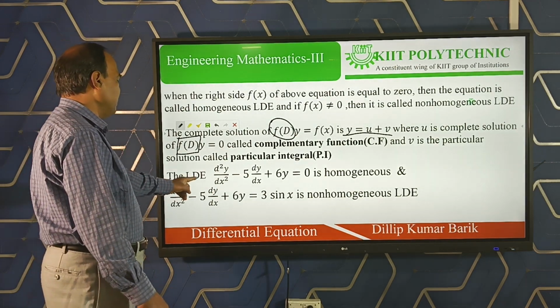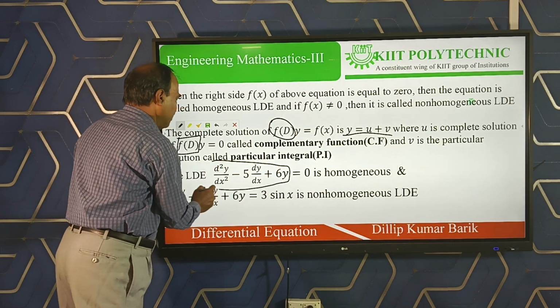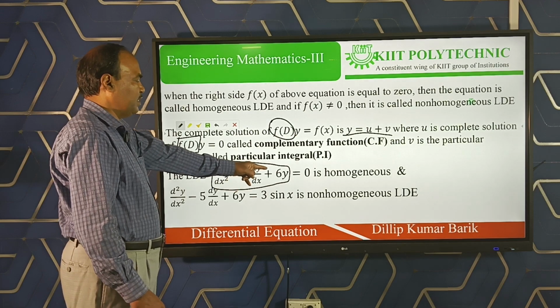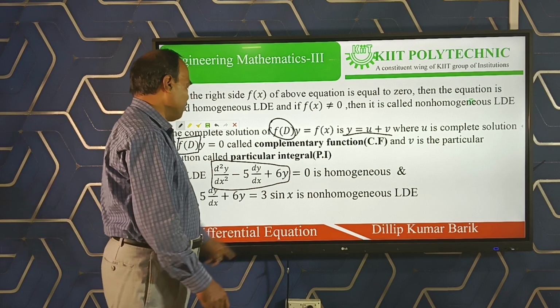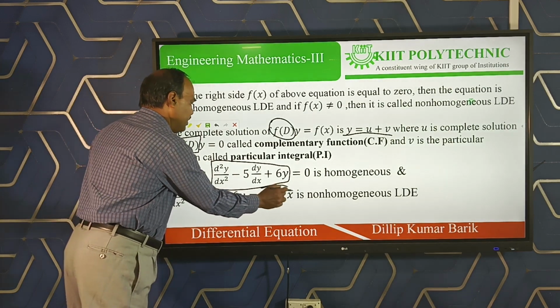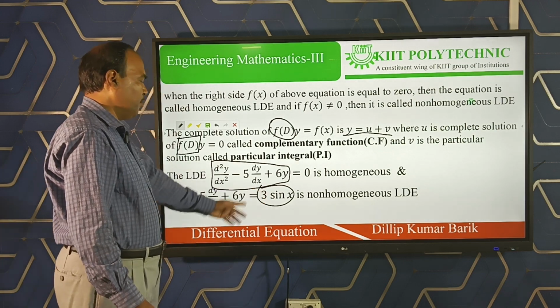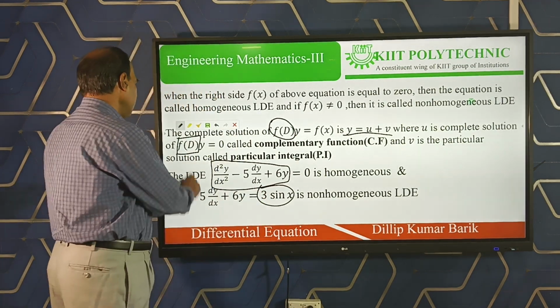For example, take the second order linear differential equation d2y by dx square minus 5 dy by dx plus 6y equal to 0. It is clearly homogeneous because the right side is 0. But the second one has 3 sin x on the right side, and because it is not equal to 0, being a function of x, it is clearly non-homogeneous.